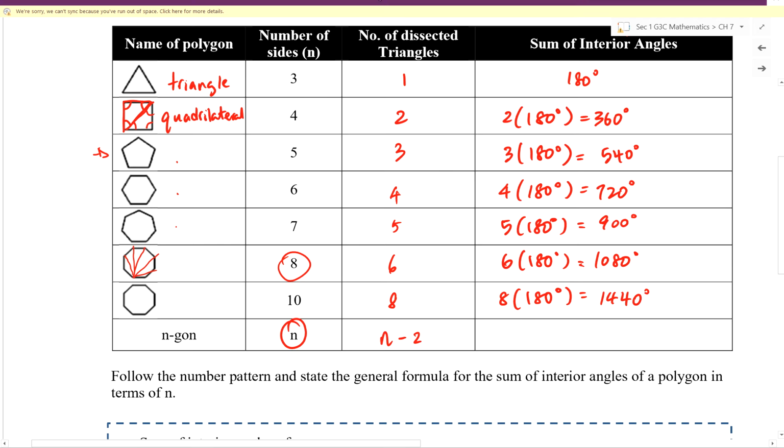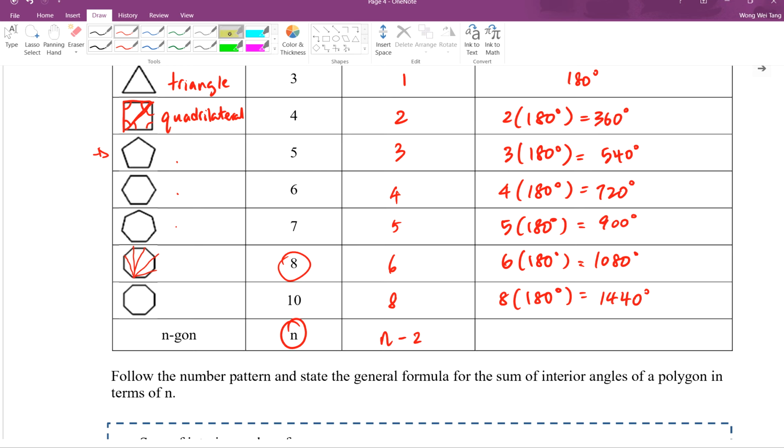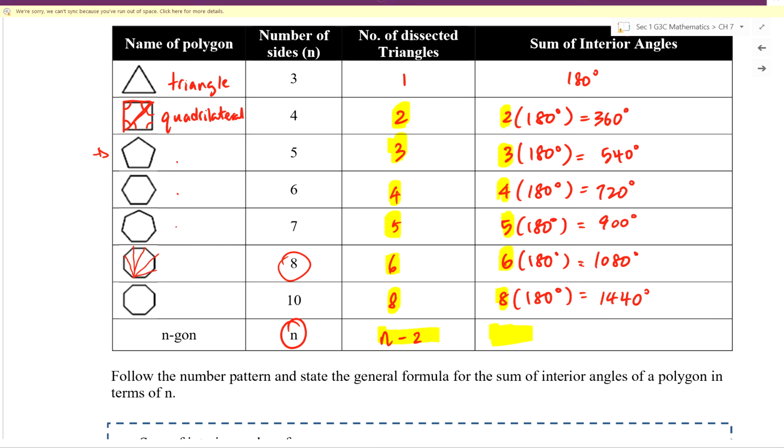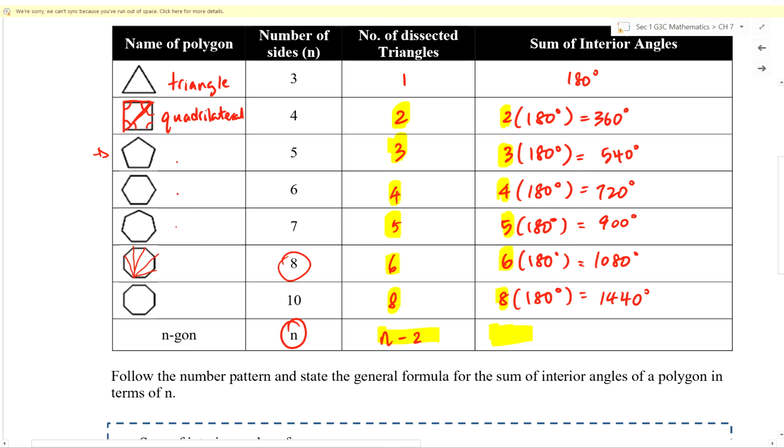Number patterns. Okay, so 6 appears here, 8 appears here. You should be able to see the pattern now. What then is the sum of the interior angles? Copy down the highlighted part. We will see it is n minus 2 multiplied by 180 degrees.